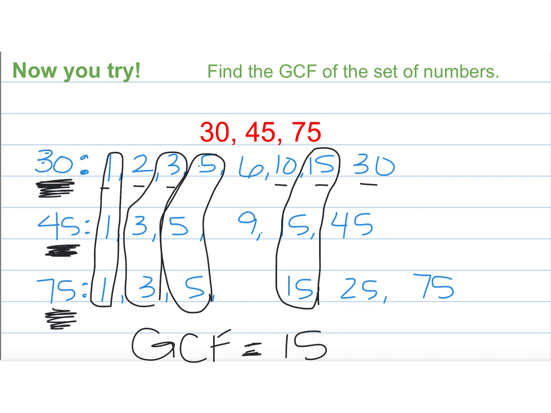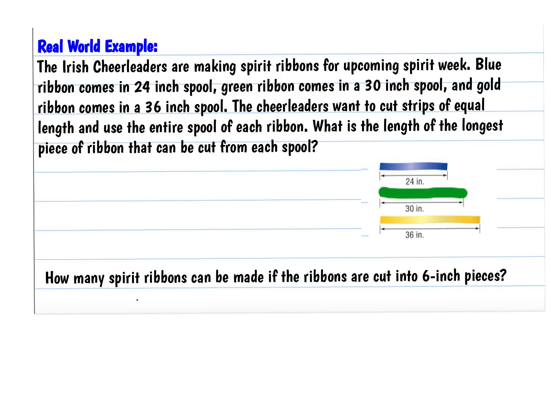And whenever I find the GCF of a number, I always want to make sure that it really truly is a factor of each number. So if I check for 30, yep, 15 times 2 is 30, 15 times 3 is 45, 15 times 5 is 75, just to make sure that we did not make a mistake and that it makes sense that it's a GCF because it's a factor of each one.